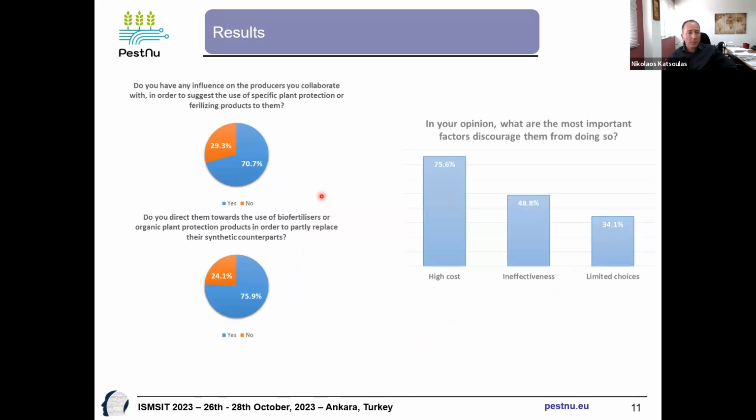In relation to the problem of using specific plant protection or fertilizing products, and whether they are willing to apply synthetic biofertilizers, the most significant problem is the high cost of these products, although they are willing to do it. And a large percent of their opinion is related to the ineffectiveness of these products. So if we want the growers to use more bio-based fertilizers and pesticides, we have to reduce the cost and increase their efficiency and effectiveness in application.